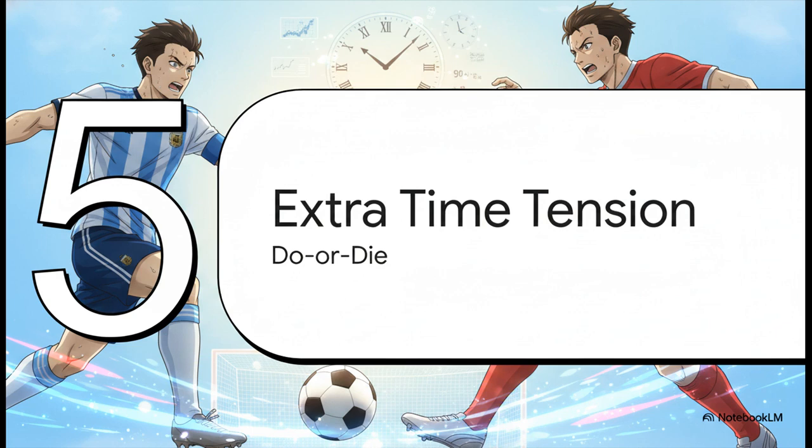Next up, Section 5, Extra Time Tension. Let's move on and see how this builds. So regulation time officially concludes in a tense 1-1 draw, which obviously forces the match into extra time. And what's super fascinating here is that despite being down a man, Switzerland didn't just park the bus and drop everyone back on defense. Not at all.